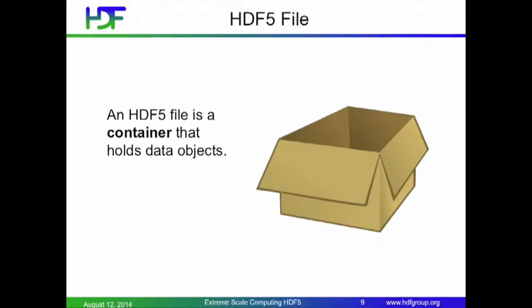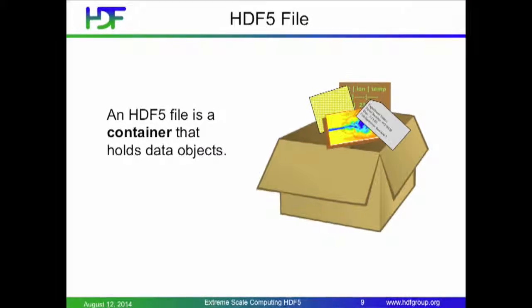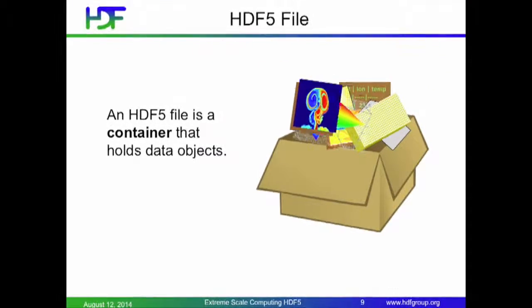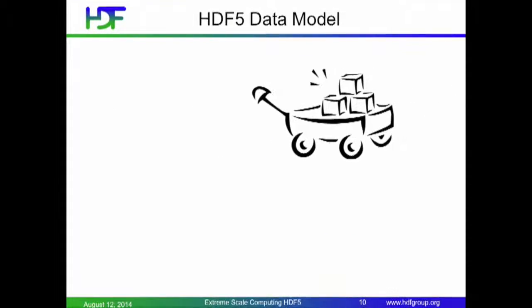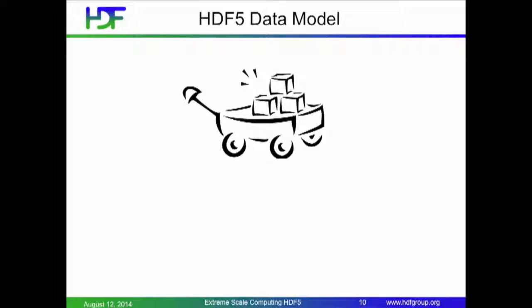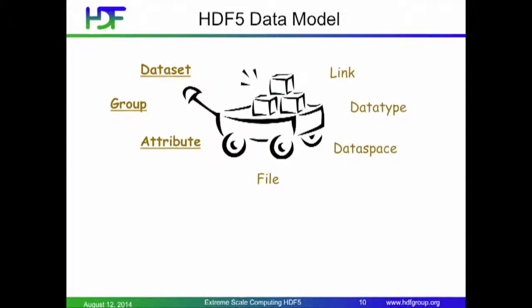So the HDF5 model: you can just think of an HDF file as a container. It just holds data objects that you might have. How you think of the HDF model is essentially on the left here. These are the fundamental concepts of HDF5. You have your datasets, you have your groups, and your attributes. I'll talk a little bit about what each of these mean later. And then you have your supporting objects that support your fundamental objects here on the right. And this is what's in an HDF5 file.